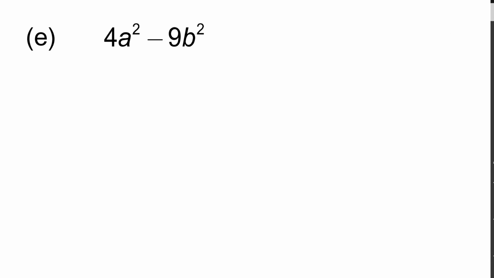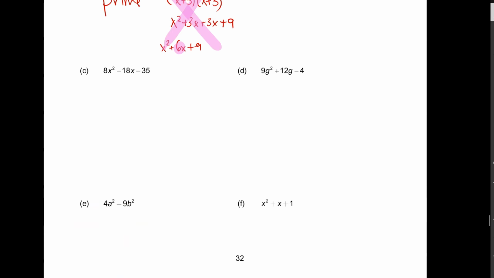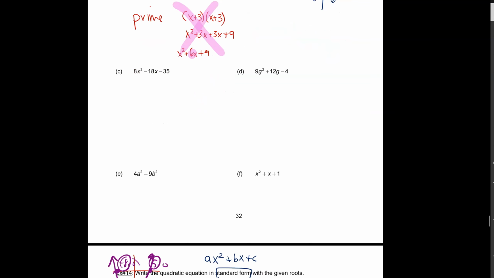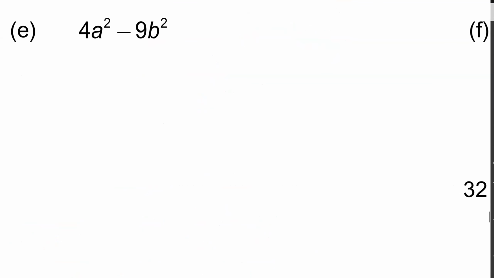Okay. So let's do E and F, page 32. It says factor each polynomial if possible. If it cannot be factored, write prime. So we're trying to factor it. So first, is there a greatest common factor? No. Is this one of our special cases?